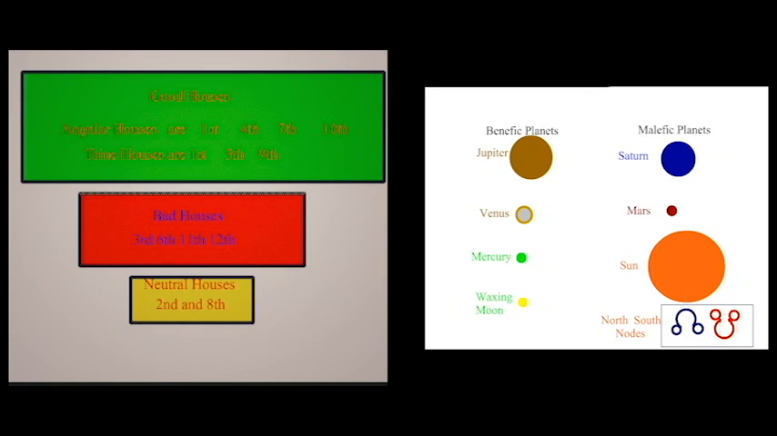So we have seen some introduction about the houses and the planets. In the next video we will talk more about these houses and planets and how they are used in casting a birth chart.